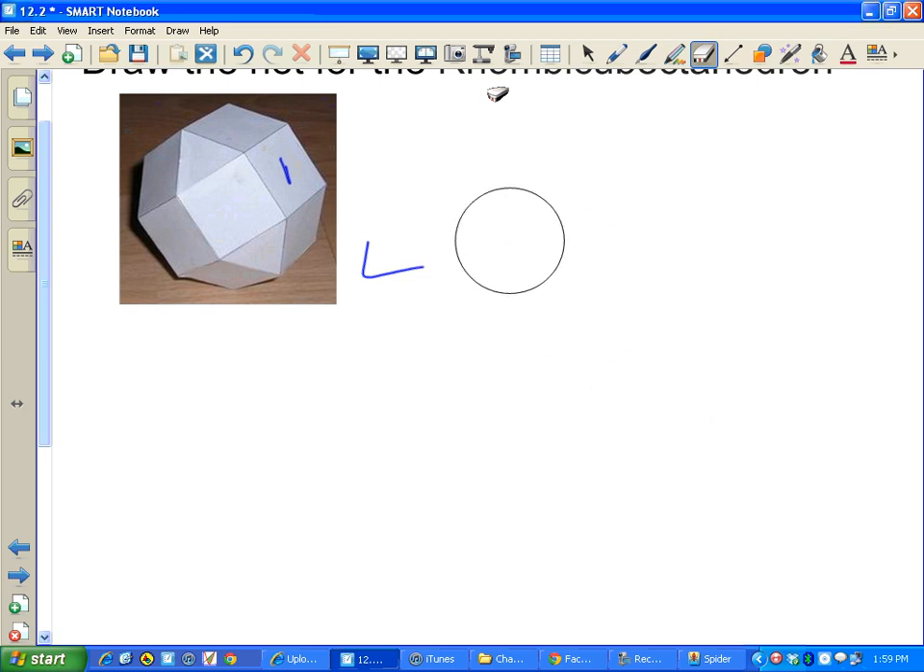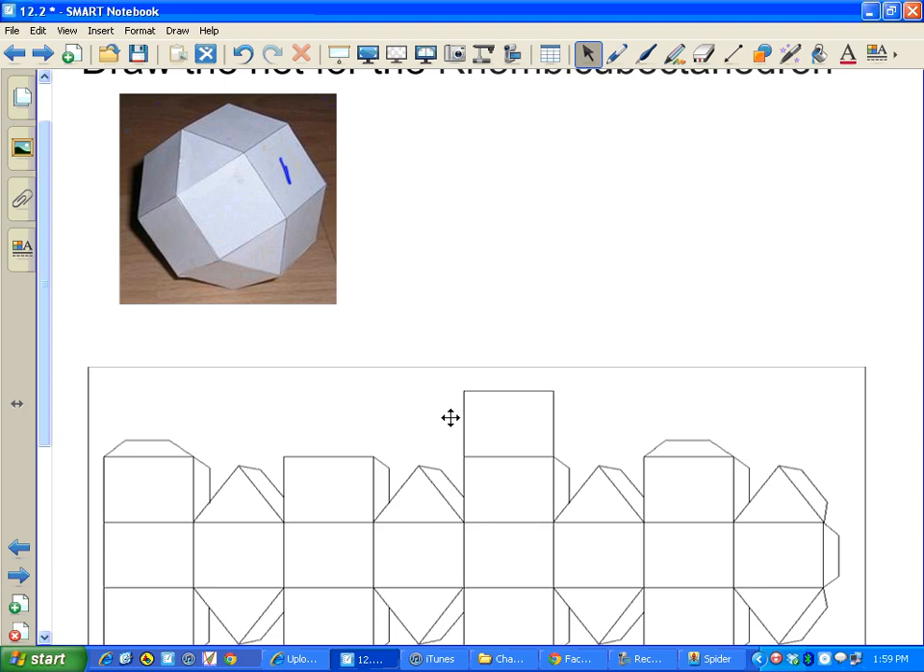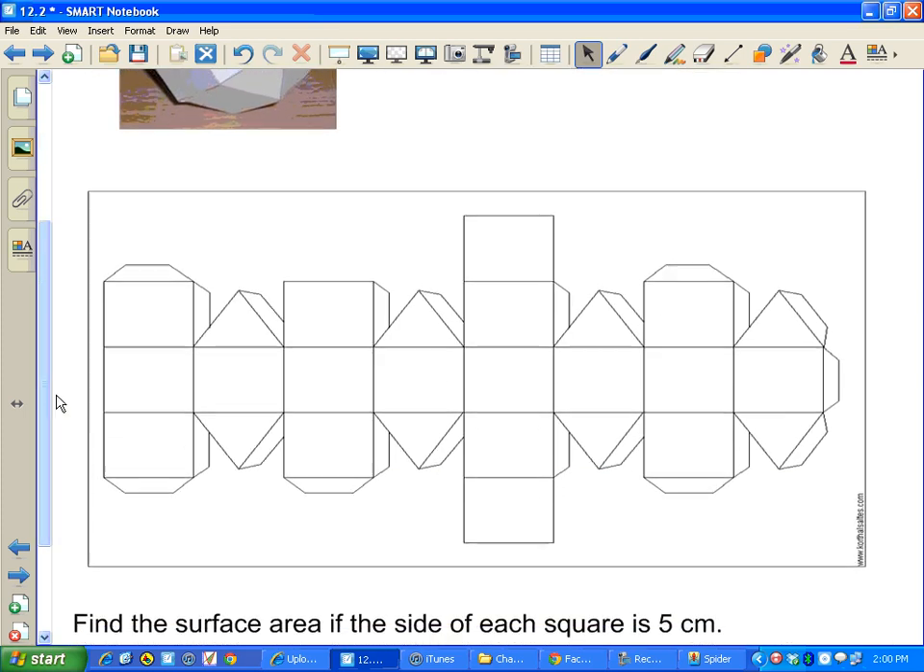Okay, the main thing is you need to be able to count how many squares you have on here. 1, 2, 3, 4, 5, 6, 7, 8, 9, 10, 11, 12, 13, 14, 15, 16, 17, 18 squares. And then I'm going to have 1, 2, 3, 4, 5, 6, 7, 8 triangles. Okay, because that's what's important for finding surface area. Here's another way to do the net. Notice every other one has triangles connected, and instead of going all the way up here, they added squares onto these sides like that.